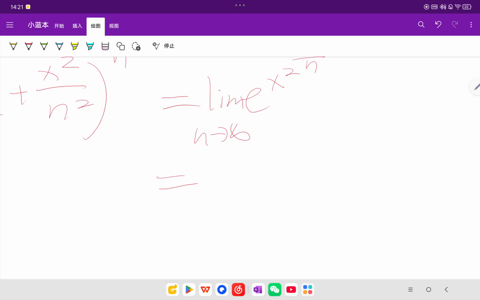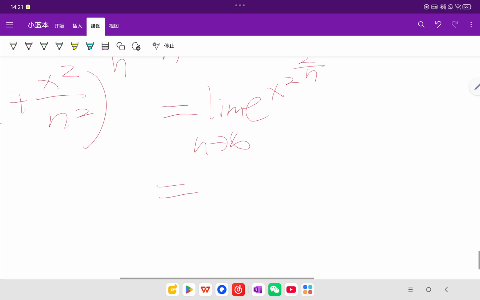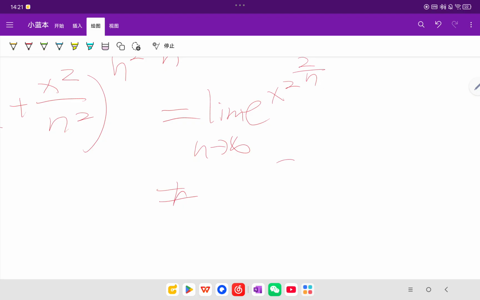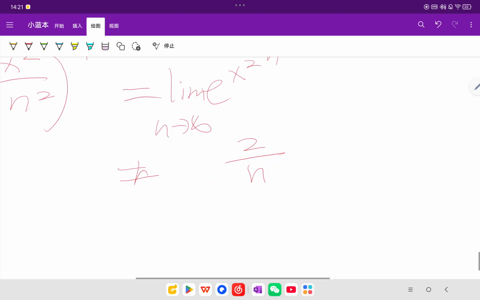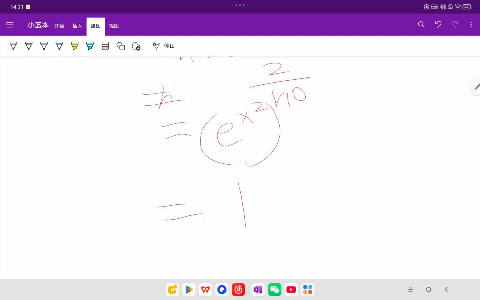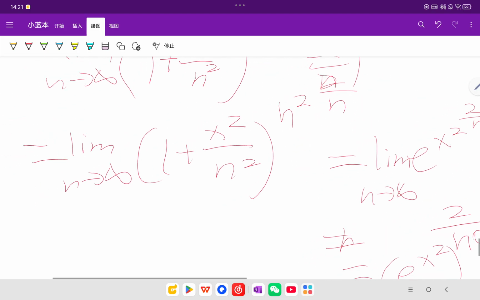Since 2 over n tends to 0 when n tends to infinity, this thing equals e to the x squared to the 0th power. So we basically just have 1 left.